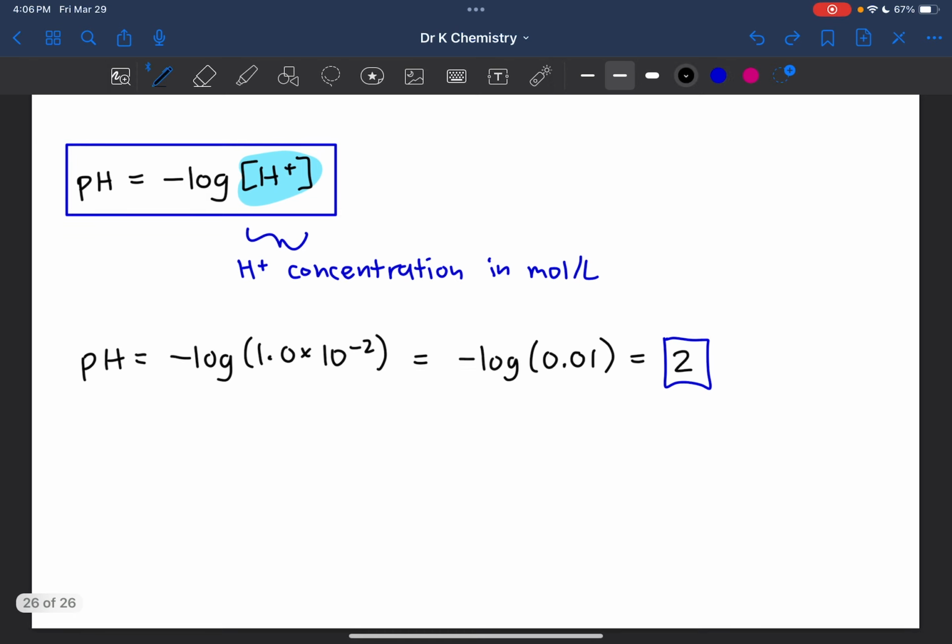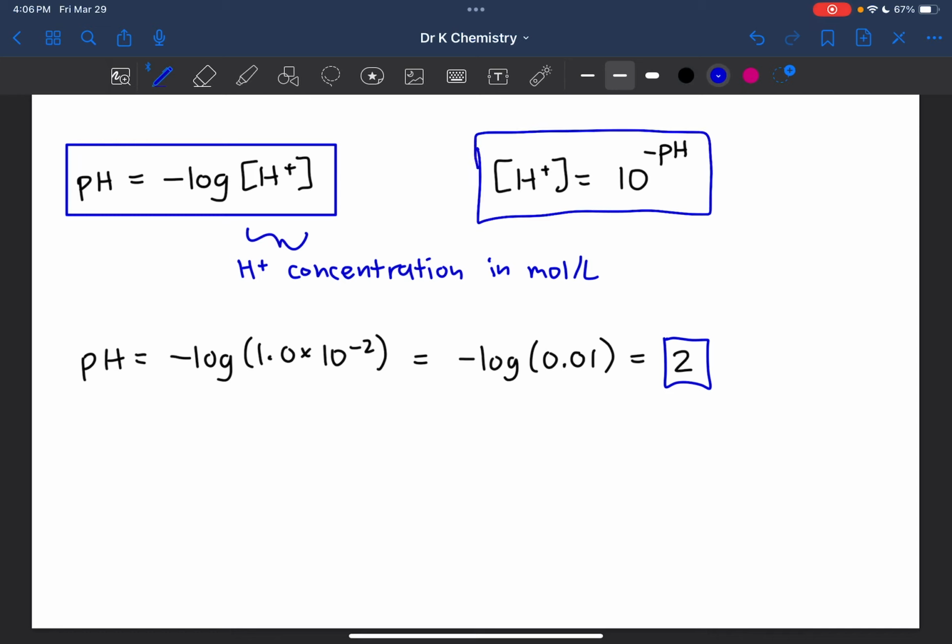Alternatively, let's say that you knew the pH of a solution, but you didn't know the hydrogen ion concentration. So you know the pH, you want to calculate the hydrogen ion concentration. The equation that you would use to do that is that the hydrogen ion concentration is equal to 10 raised to the negative pH. So that will take you in the other direction if you know the pH value.